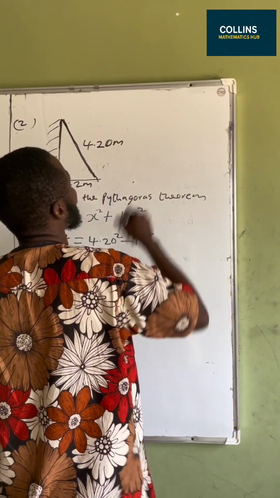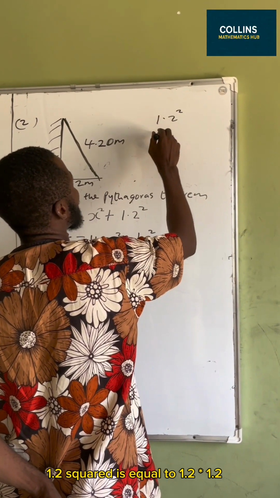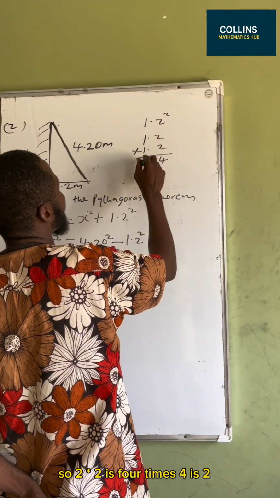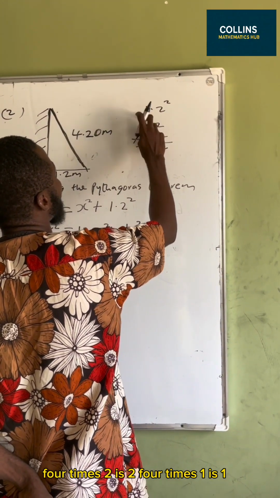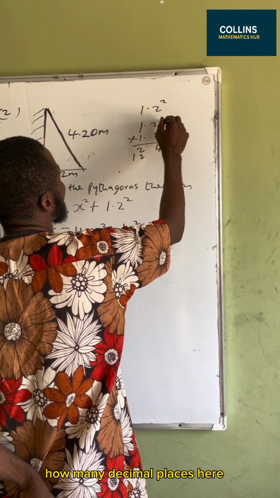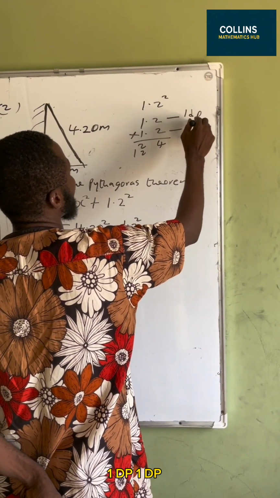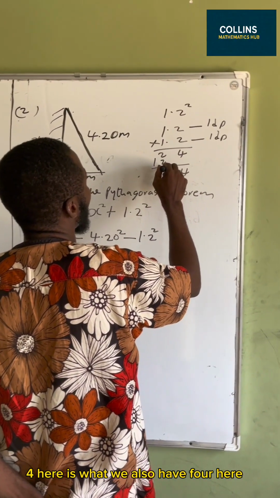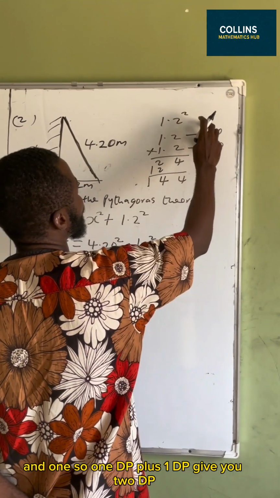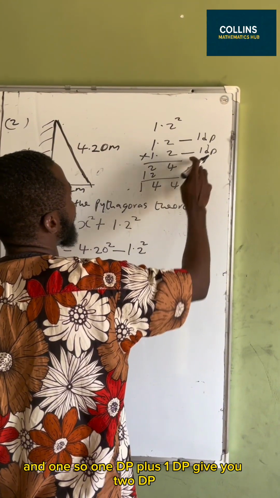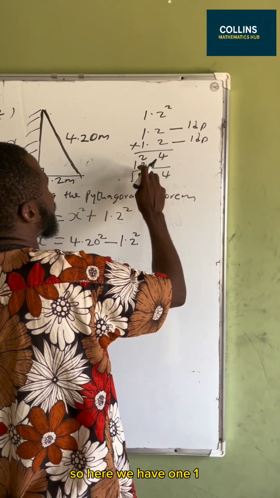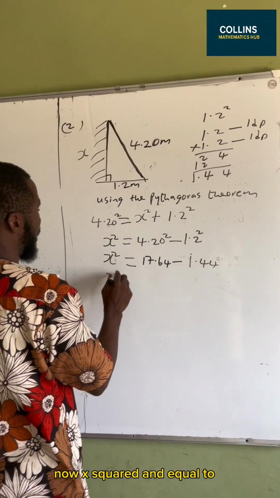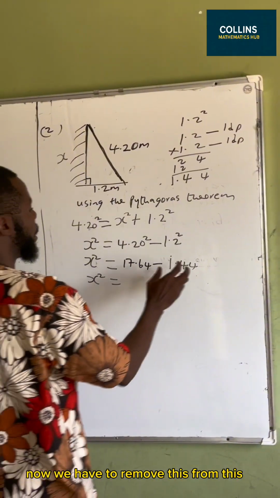1.2 squared. 1.2 squared is the same as 1.2 times 1.2. So 2 times 2 is 4, times 1 is 2, 1 times 2 is 2, 1 times 1 is 1. How many decimal places here? 1 decimal place, 1 decimal place. So 1 decimal place plus 1 decimal place give you 2 decimal places. So here we have 1.44. Okay?